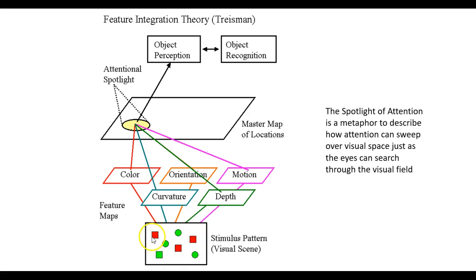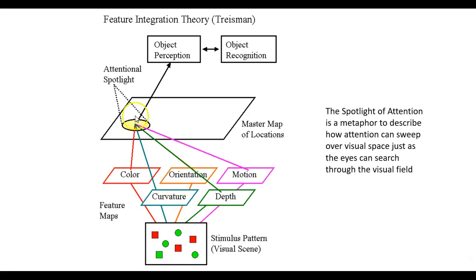Okay? Each aspect, each feature of these things is processed separately. Curvature, depth, motion, orientation, color. Okay? And it's all processed in parallel. Right? If we have to find something specific, right, like the green square, what that means is that we have to turn our attention to each element within that picture. And as we do, what attention does is it brings the separate features together into a whole.